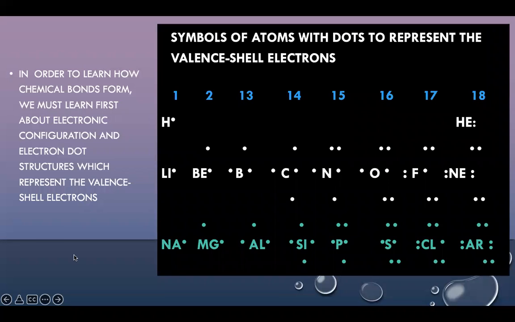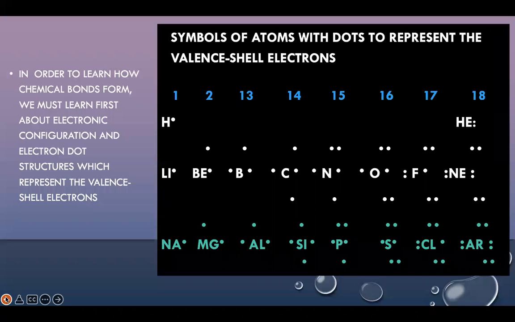So here we have a table that shows the outermost electrons of some atoms in the periodic table, with symbols of atoms and dots to represent the valence shell electrons. We must learn that valence shell electrons are the electrons in the outermost shell. Let's take hydrogen as an example. If you go back to the periodic table, you'll notice that hydrogen is located in the first group, or sometimes it is located separately from the other groups.